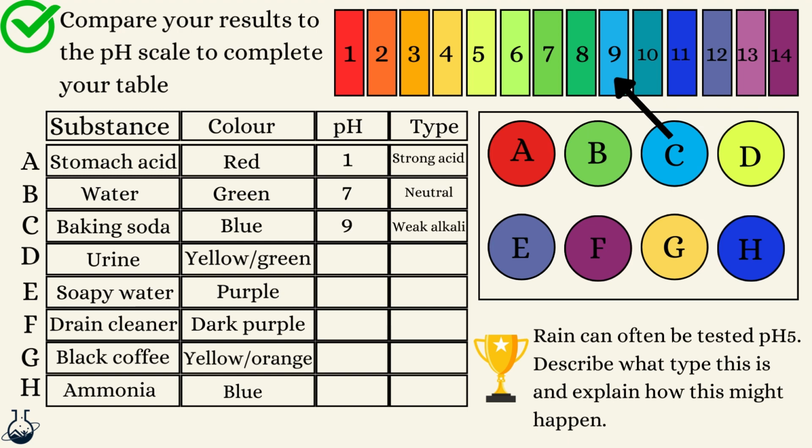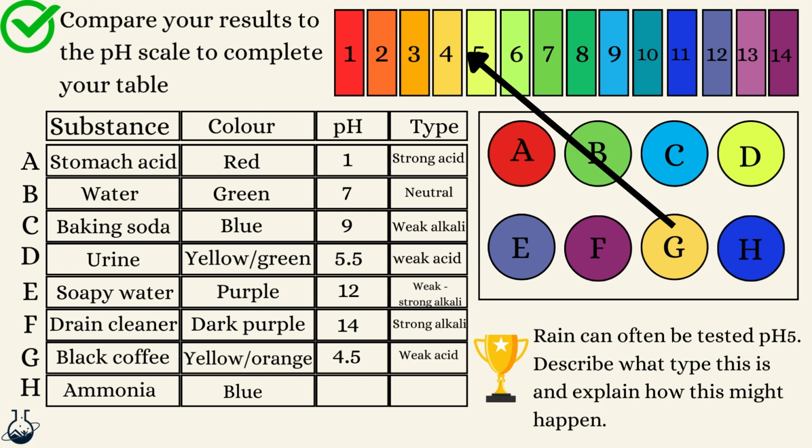C, baking soda, is blue, pH 9, a weak alkali. D, urine, turns this yellowish green somewhere between pH 5 and 6, so we can note down 5.5, a weak acid. E, soapy water, is purple and matches to pH 12, a weak to strong alkali. F is drain cleaner, a dark purple which matches up with pH 14, a strong alkali.